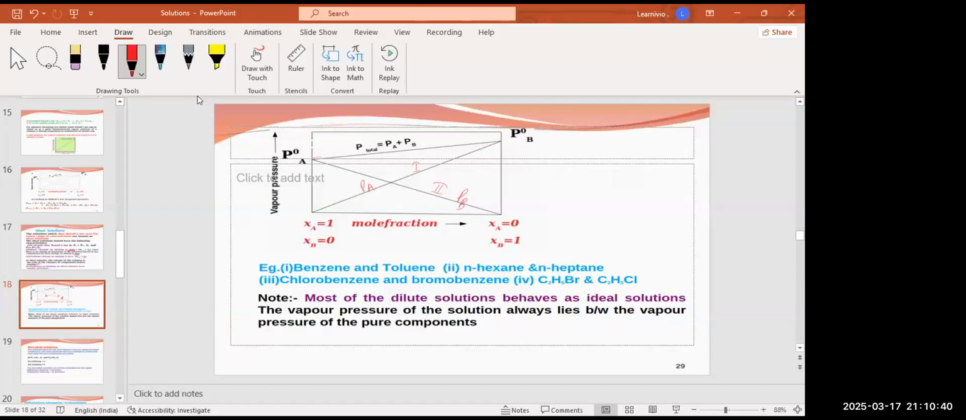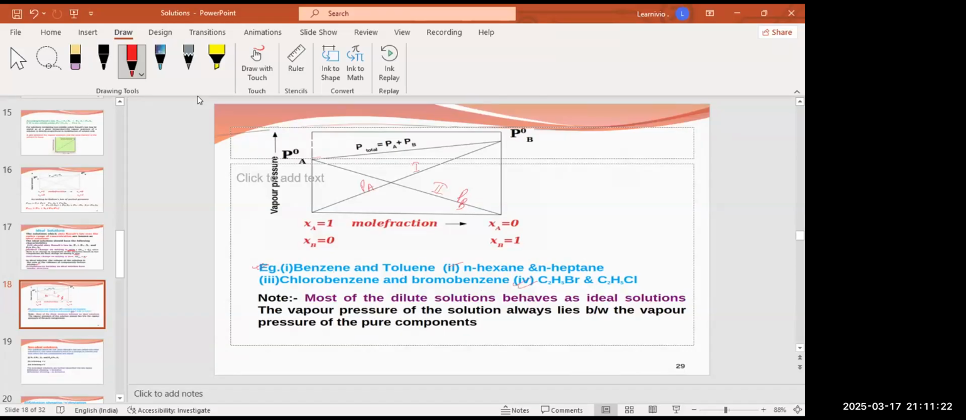Okay. So let's see the examples of ideal solutions. When we mix benzene and toluene, these will give you an ideal solution, right? And these solutions will obey Raoult's law and this graph also. Okay, just remember the examples for ideal solution: benzene and toluene, n-hexane and n-heptane. Another example is chlorobenzene and bromobenzene, right? And C2H5Br, bromoethane, and C2H5Cl, chloroethane, right? So these are basically the examples of ideal solutions.